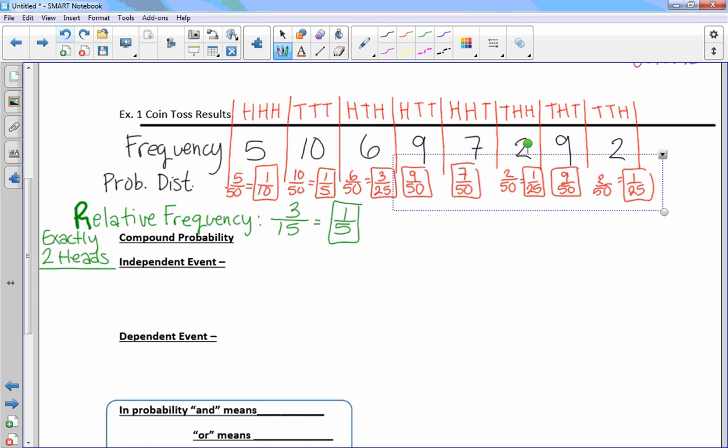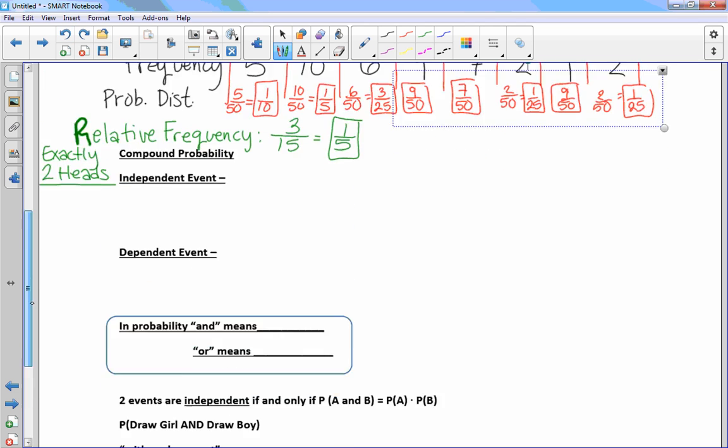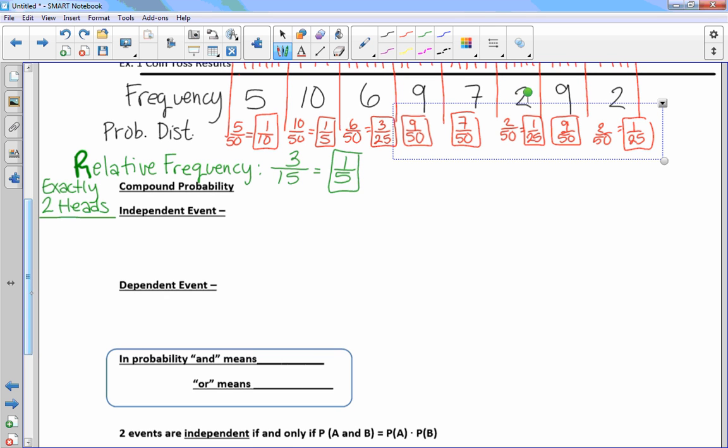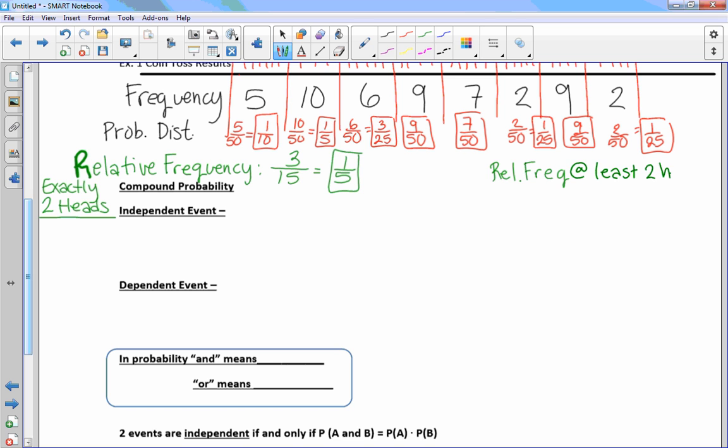Okay. I should have left more room. That's the relative frequency, I'm just going to put this over here. Relative frequency that we get at least 2 heads. What's the relative frequency that we get at least 2 heads?